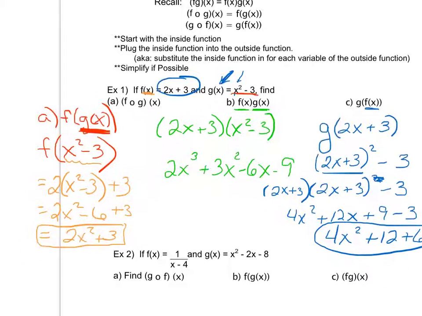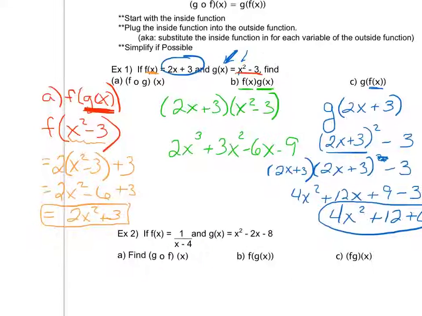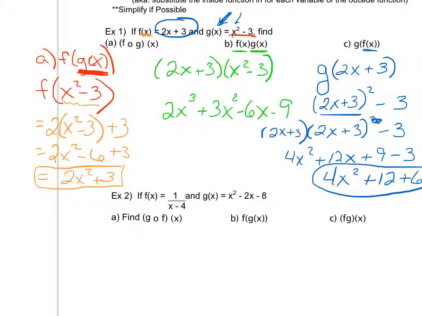So notice that f of g of x and g of f of x did not give me the same result. Okay, so there is a difference between f of g of x and g of f of x. Let's go ahead and look at example 2.